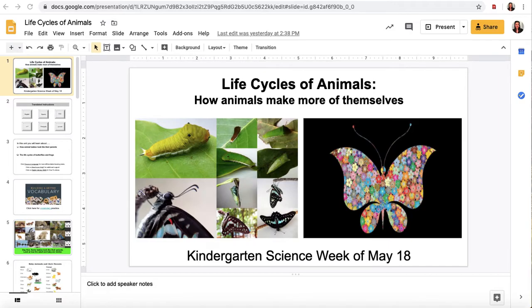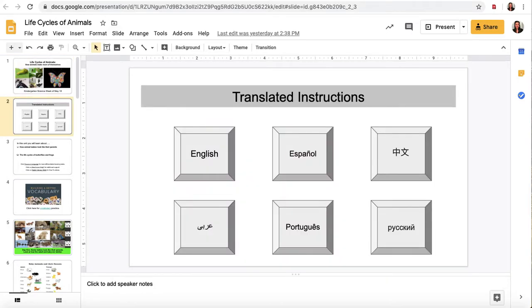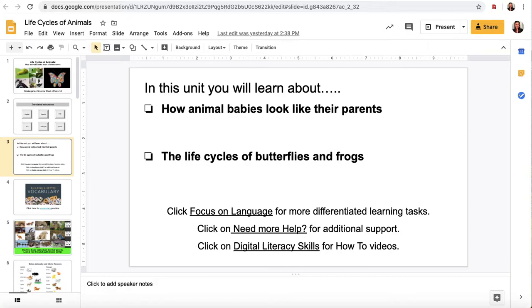So, if you tuned in yesterday, you know we are studying life cycles of animals and how animals make more of themselves. If you need translated instructions, you could go to your own slides and find those there. We are going to learn about how animal babies look like their parents, which is what we focused on a lot yesterday, and the life cycles of butterflies and frogs.